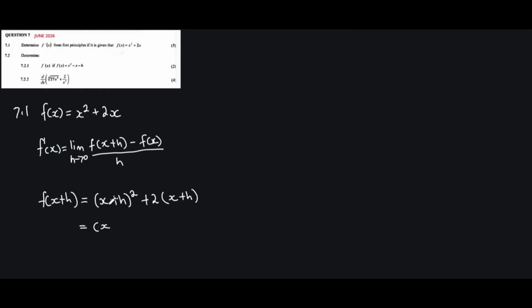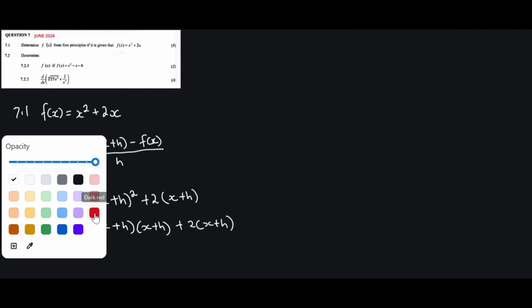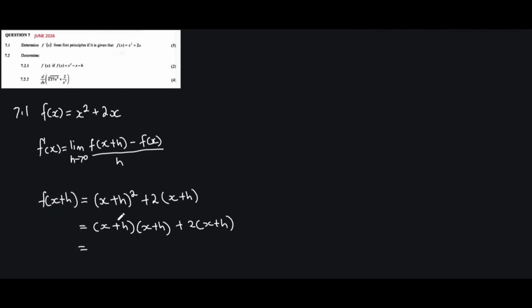And then now we can go and expand our brackets. As you can see, we have x plus h all squared. This is the same as x plus h, open brackets, x plus h, close brackets, plus 2 open brackets x plus h, right? And then now just allow me to change my color.